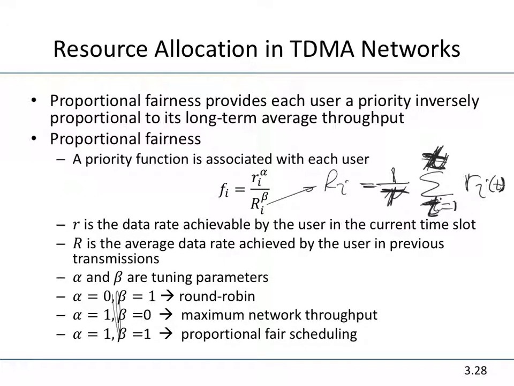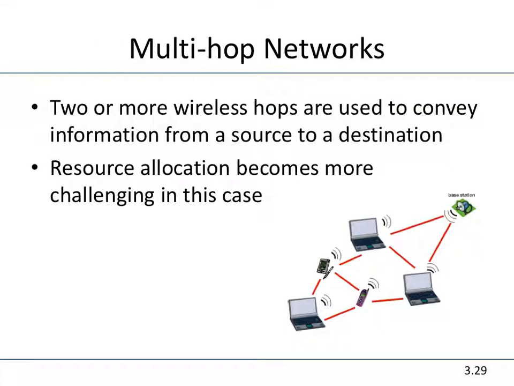If alpha is one and beta is zero, this is the maximum network throughput, which is equivalent to the scenario that we talked about. And if alpha is one and beta is one, this is the scenario that we talked about, and this has proportional fair scheduling. Can I assign any decimal value, or only zero and one? You know, you can. Just put alpha two and beta one.